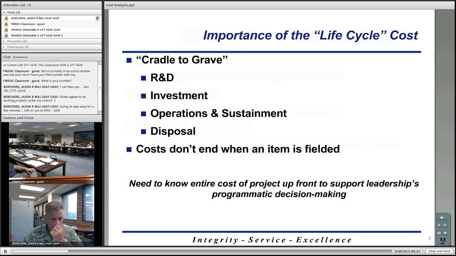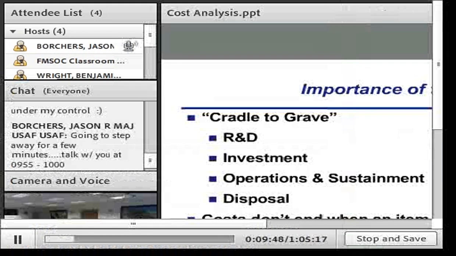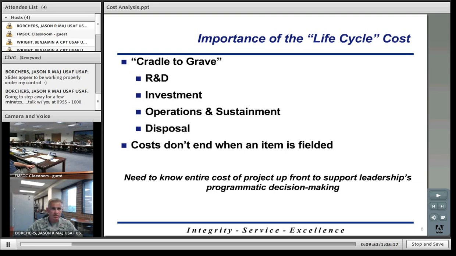I mentioned the cradle to grave concept, starting with our research and development costs all the way through disposal. You just need to make sure you estimate for all of them. Don't leave anything out, because costs will not end when the item is fielded. You have your operations and sustainment costs, the cost to actually run the thing, and then finally the boneyard cost, what it's going to cost to get rid of that item or to store it, whatever you need to do. Again, this helps us understand the entire cost of the project up front.